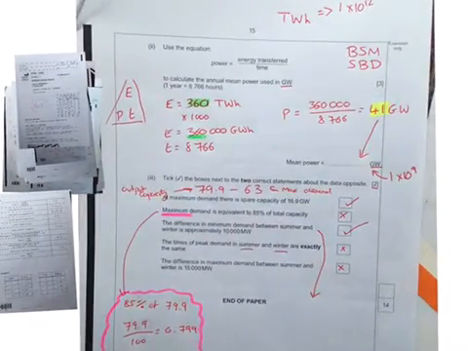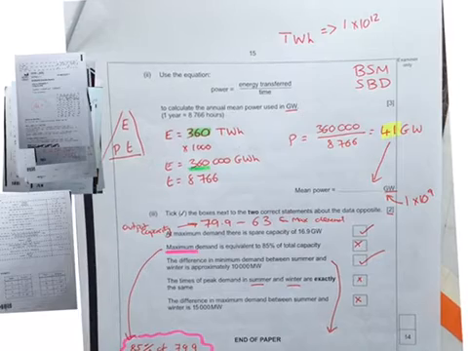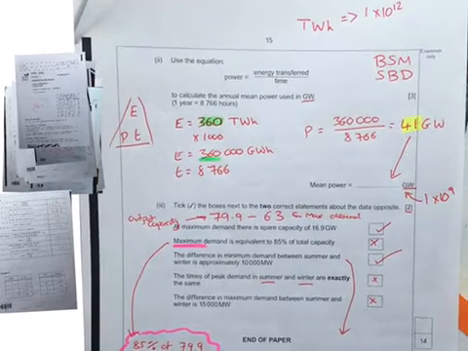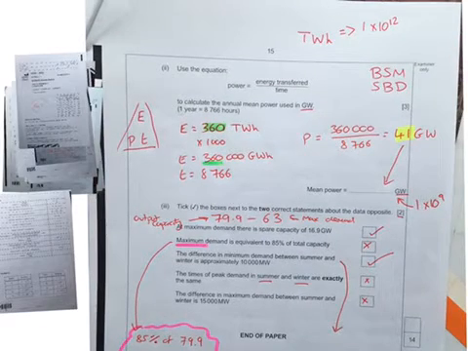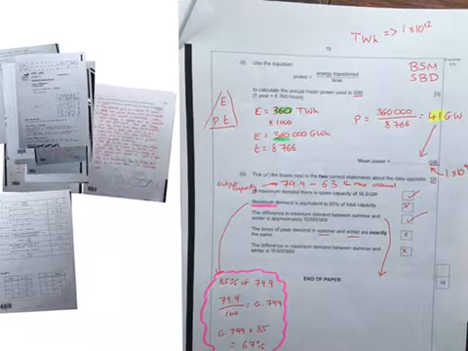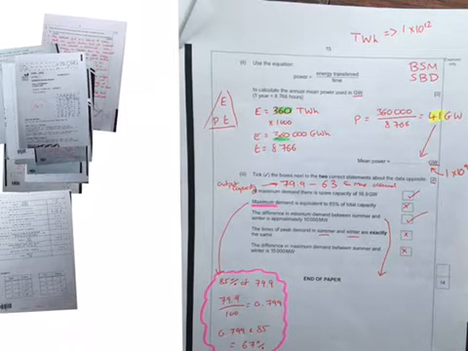Use an equation. Yeah, I'm going to need it, aren't I? To calculate the annual mean power used in gigawatts. Now, rather than me trailing through, you're just going to have to trust me on this one... No, I'm going to have to show you. Where is it? Where's my last one? I'm going to press pause a minute and find it.